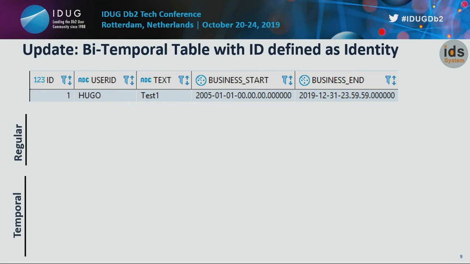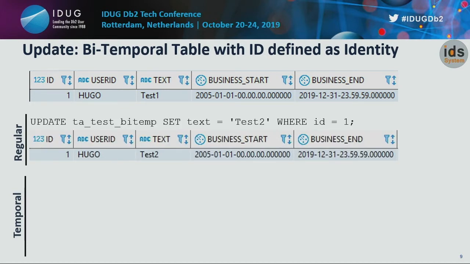So with that, we do just a regular update. It is a table, so I can do a regular update, of course. I do a regular update, and I update where ID is 1. I set text to test 2, and it works out as expected. The business period did not change. So regular updates are still allowed on temporal tables. Still work.